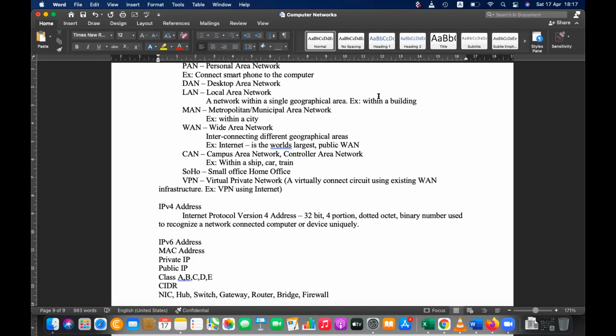But as human beings, we will not be able to remember numbers that often. So therefore, we are using names. An IP version 4 address is actually a unique number assigned to a network-connected device.